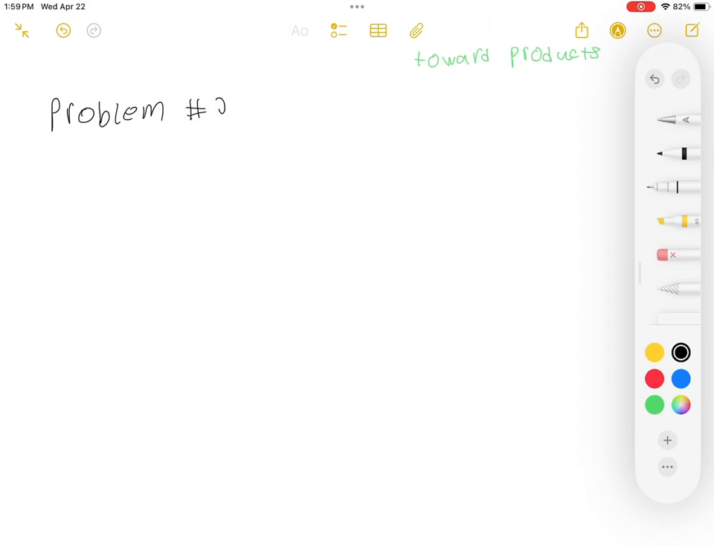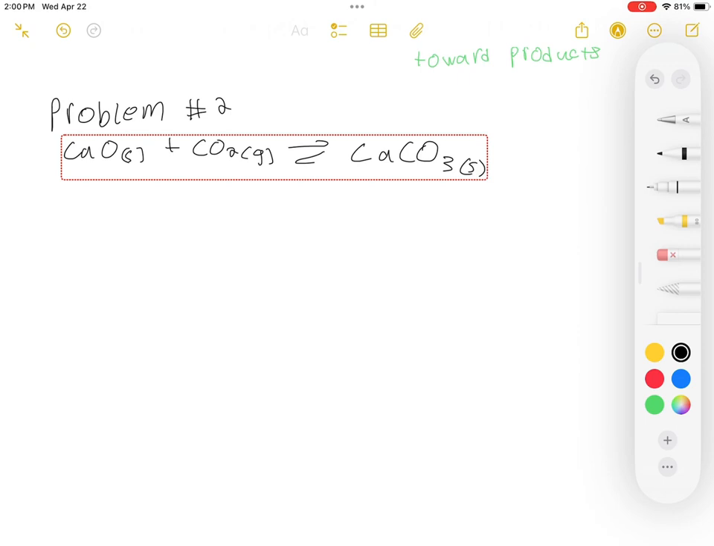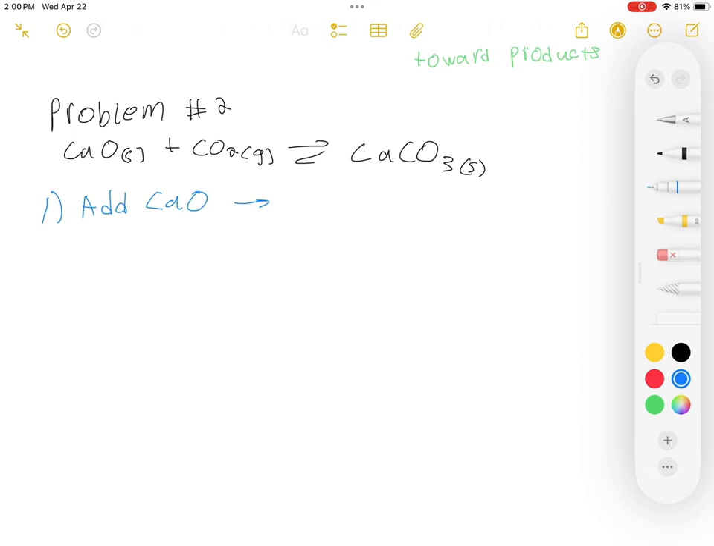Problem 2. We're going to use calcium oxide plus carbon dioxide becomes calcium carbonate. So the first stressor, we're going to add calcium oxide, and this is going to actually cause no shift. It doesn't shift because adding solids doesn't affect equilibrium. Only gases and aqueous substances do.